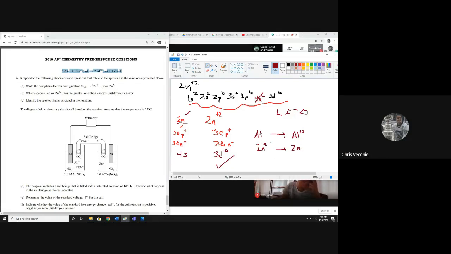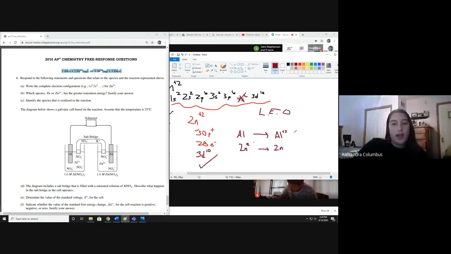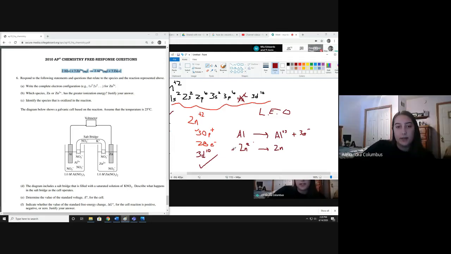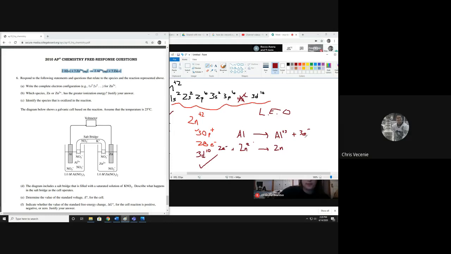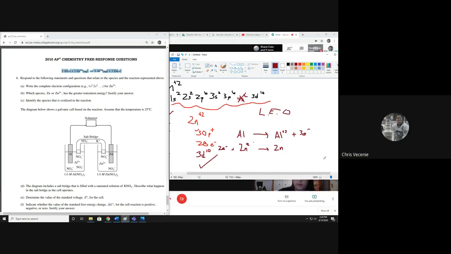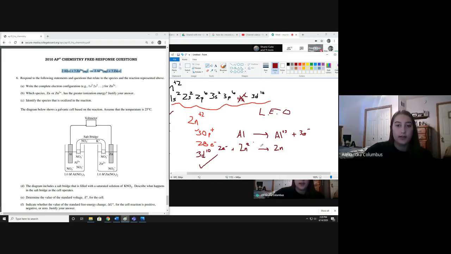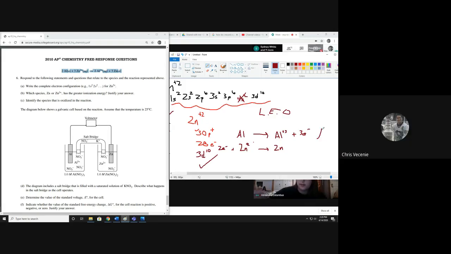So for Al to go to Al plus 3, where do the electrons live? They're going on the Al plus 3 side. Good. And for the Zn plus 2 to go to Zn? It's going to go on the Zn plus 2 side. Okay. So which one of these is losing electrons? The Al. Exactly, the one with the electrons on the right. So there's my loss of electrons.